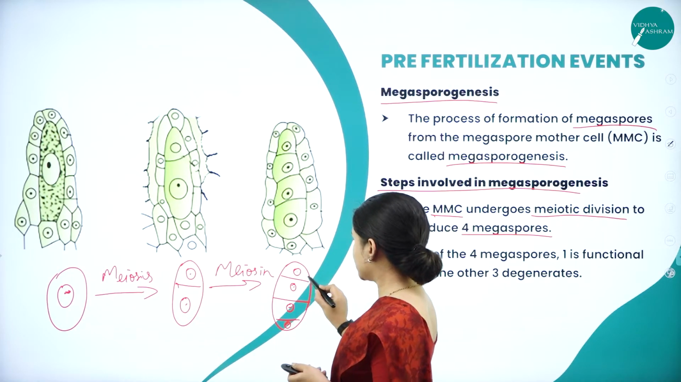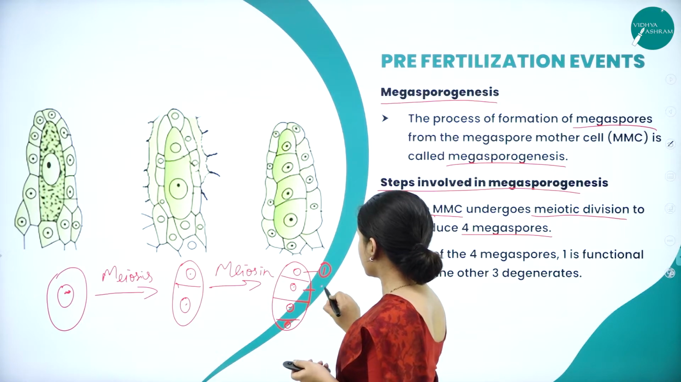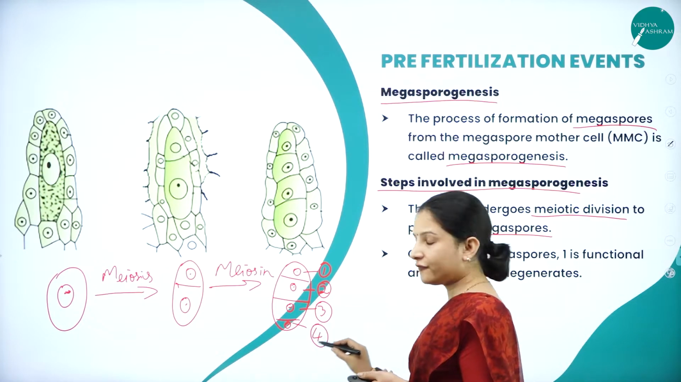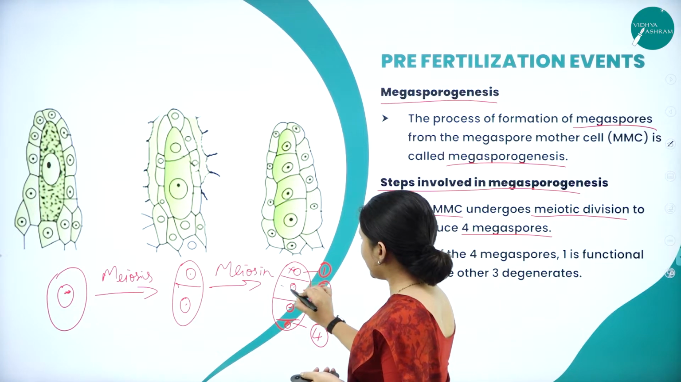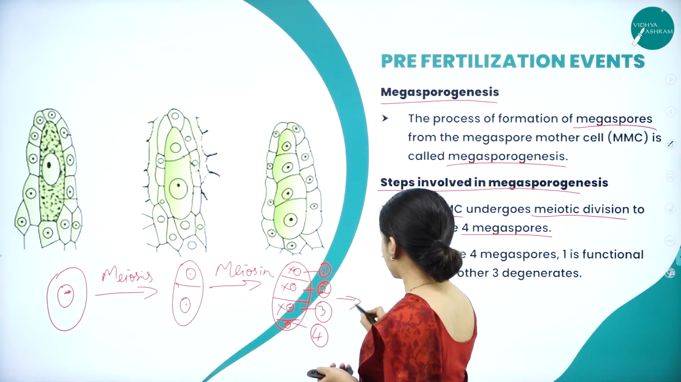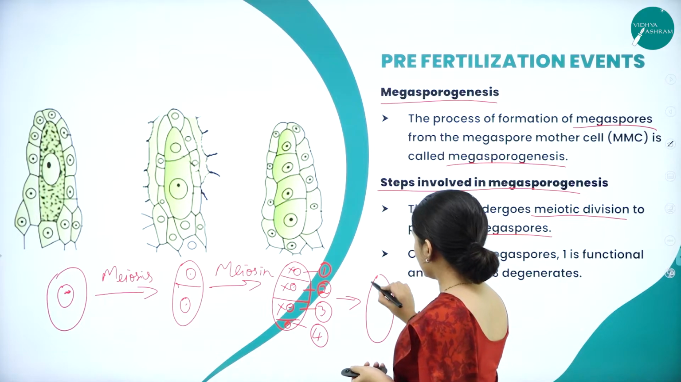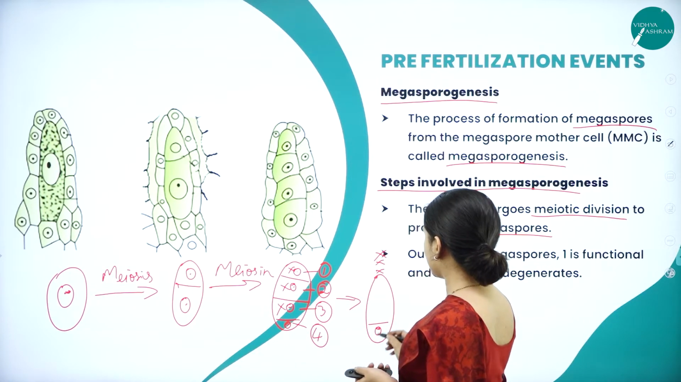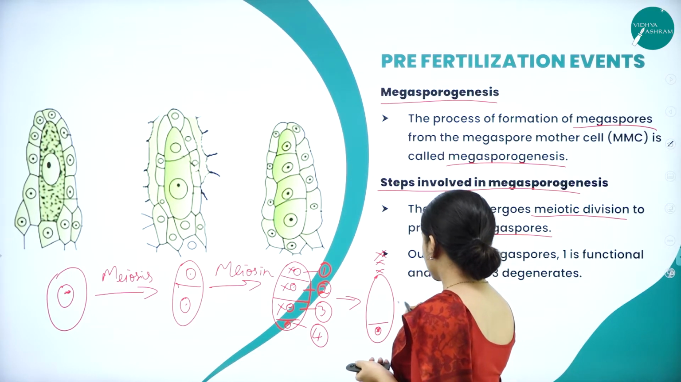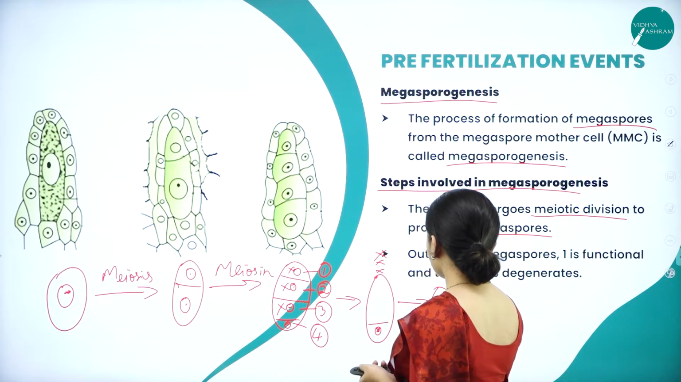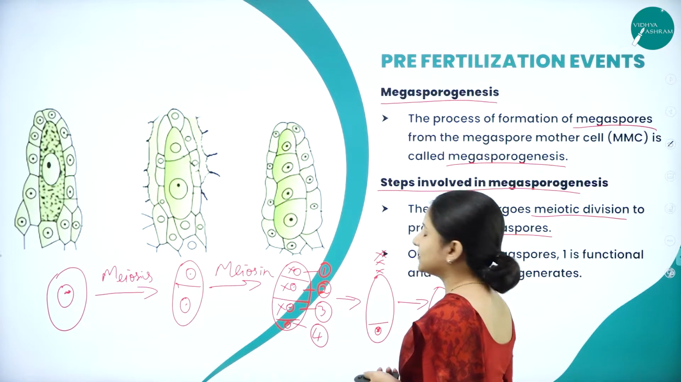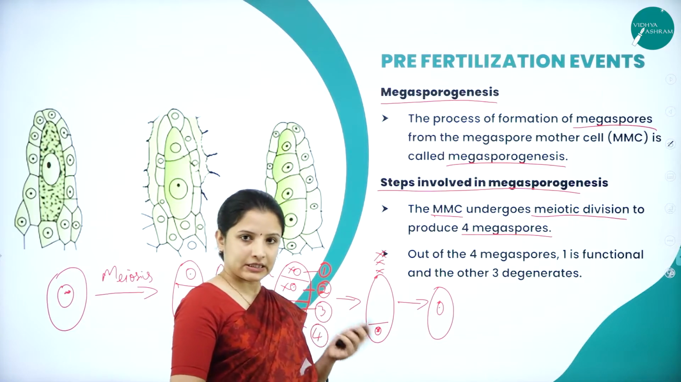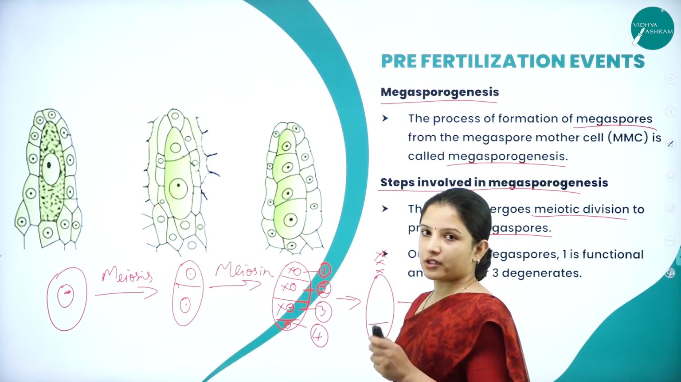So out of the 4 megaspores, can you see here? Megaspore 1, 2, 3 and 4. Out of the 4 megaspores, these 3 will get degenerated, and only 1 will be functional. So this functional megaspore is the one which develops into the embryo sac, and the 3 will degenerate. So this is how megasporogenesis occurs.